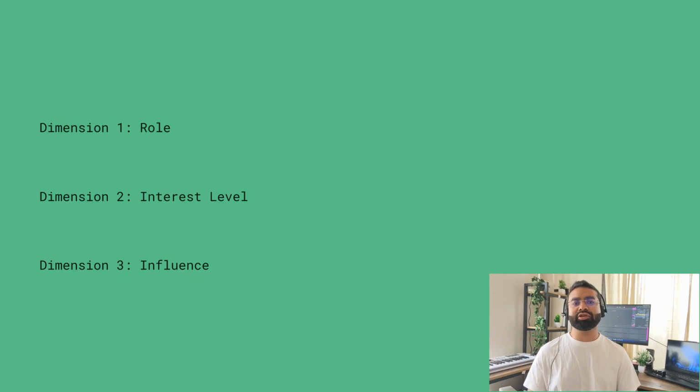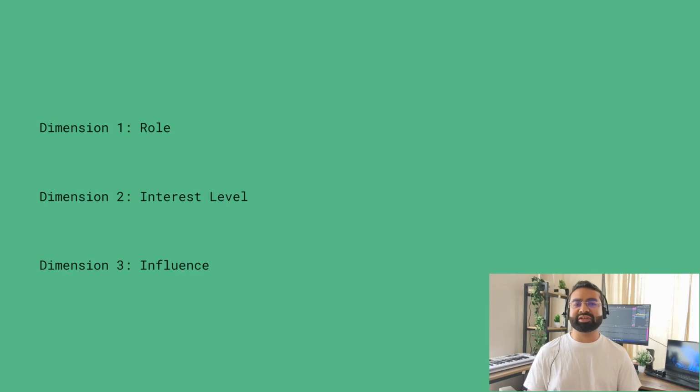The first one is role. Understanding the role is crucial. Sponsor controls budgets, makes final decisions, usually executive. User uses the product daily, needs it to work, has requirements. Influencer, not a decision maker, but has opinions, can sway decisions. Blocker is the one who has veto power or can slow things down. IT security, compliance, finance.